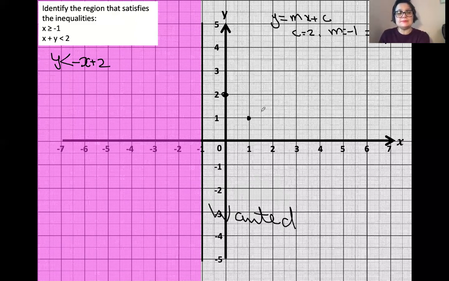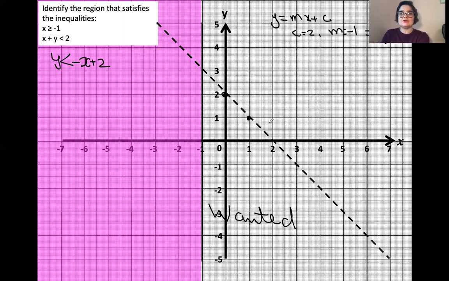And remember, because it says smaller than -x plus 2, the line is not going to be a solid line, but a dotted line, just like this. Now let's find the wanted area of this inequality, y smaller than -x plus 2. Again, we can use the same point, this one here, (0, 1).